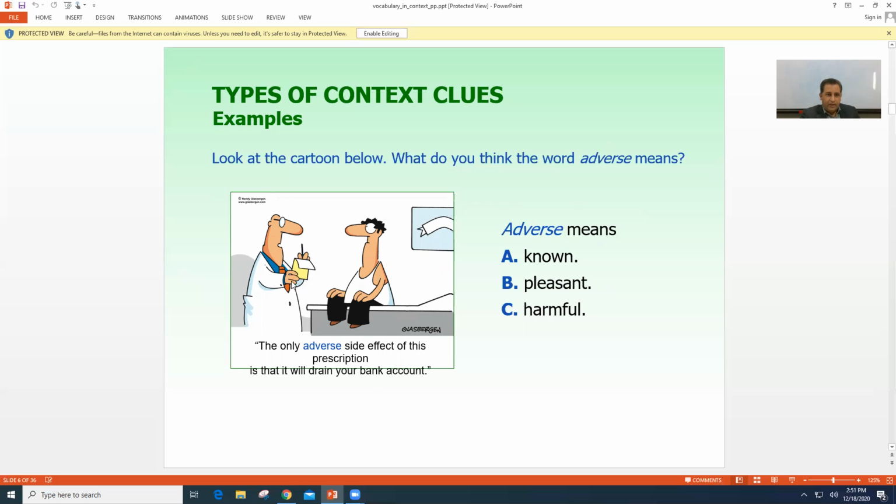Let's see. We can see a doctor is prescribing something to a patient, and the doctor is saying, the only adverse side effect of this prescription is that it will drain your bank account. Now you see, if the doctor is prescribing a medicine and he's saying that it has a side effect, that it is going to drain your bank account, that means adverse. If you have got these three options: A, adverse means known; B, pleasant; C, harmful.